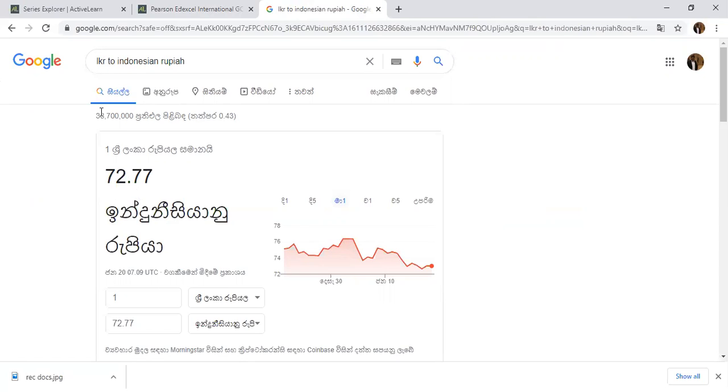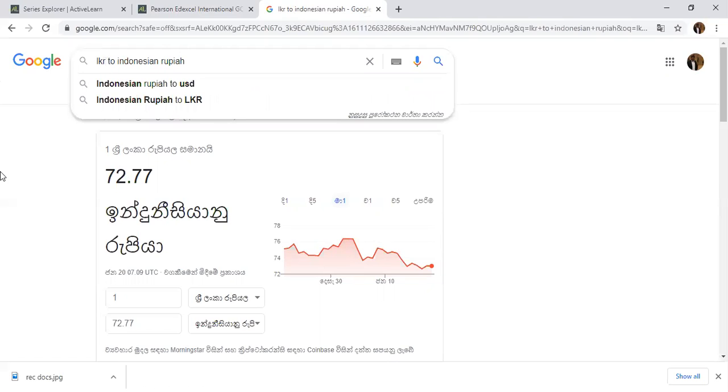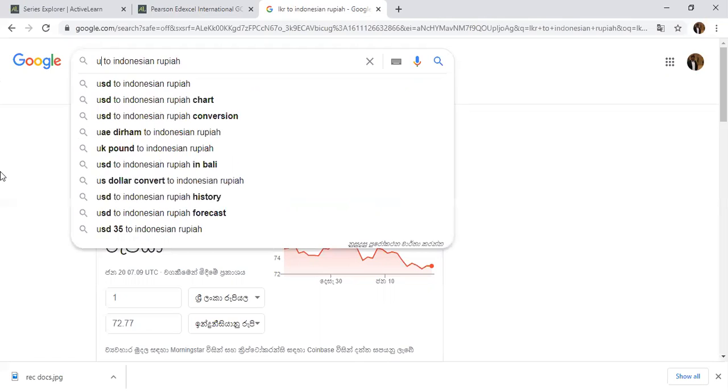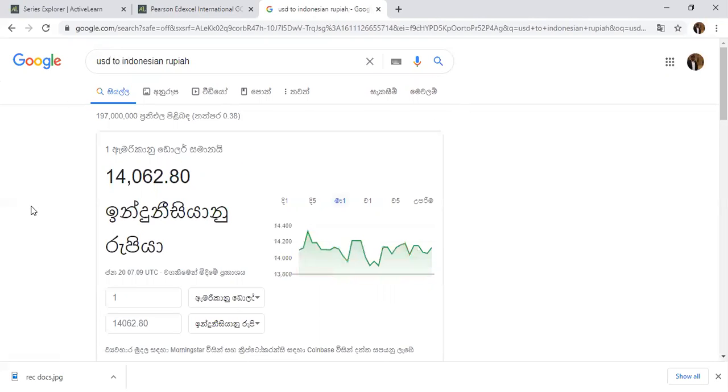So there are some countries whose currency is weaker than the Sri Lankan currency. Both of these countries you can see are developing sectors like that. But compared to the US dollar to the Indonesian rupee, as I show you, if you have to pay 14,062, 14,000 for $1, then $1,000 means how much?